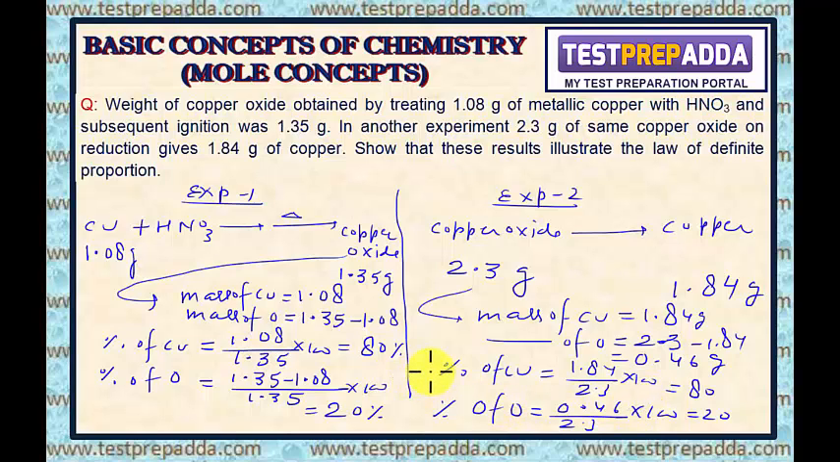So the percentage of copper and oxygen are same in both the cases, in both the experiments. So the law of constant composition is illustrated here. My point is clear? Now, in the next video lecture, we will talk about law of multiple proportions, law of reciprocal proportions, and Gay-Lussac's law of combining volumes. Thank you.